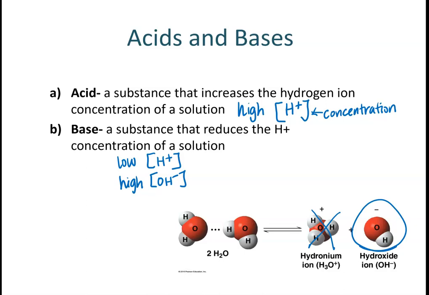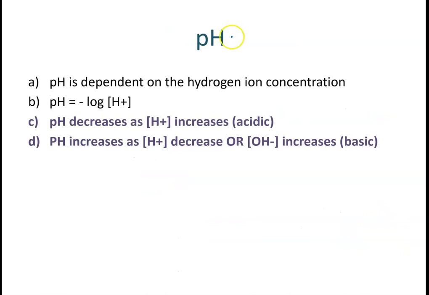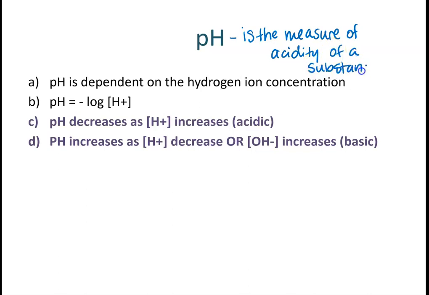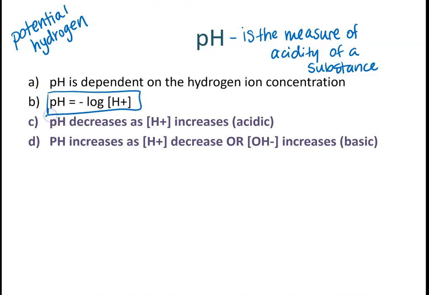We can use this idea of the concentration of hydrogen ions to calculate the pH. So the pH is the measure of acidity of a substance. Now, pH stands for, or is often called, potential hydrogen. So you can think of this as the amount of free hydrogen ions that are potentially in a substance. So pH is dependent on that hydrogen ion concentration, and it is a value, it is a number. pH is calculated by taking the negative log of the hydrogen ion concentration. You don't have to do that. I just want you to know where the number comes from. So pH is based on how much hydrogen ion is present in a solution.